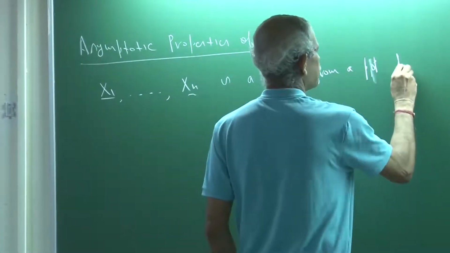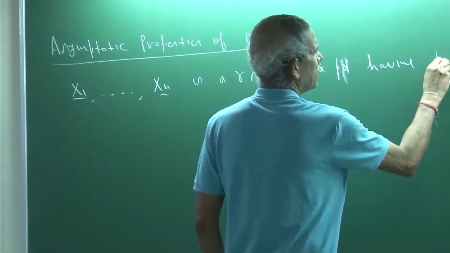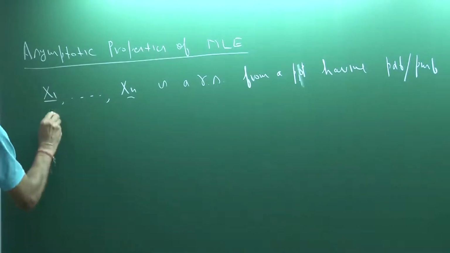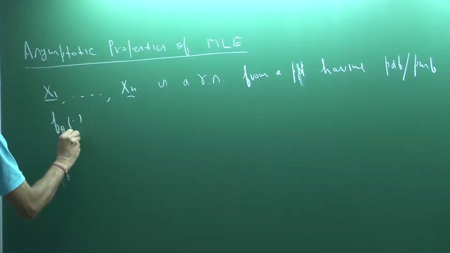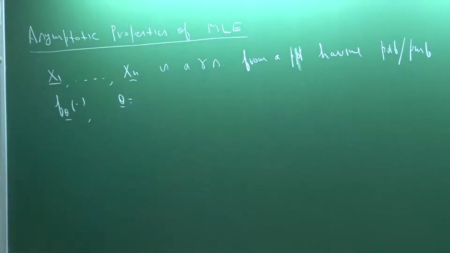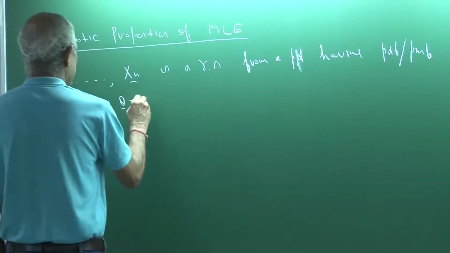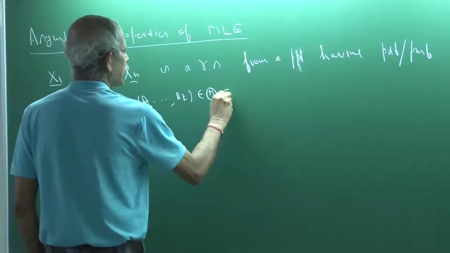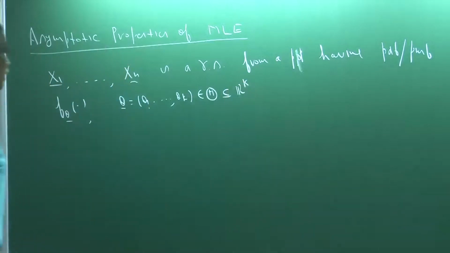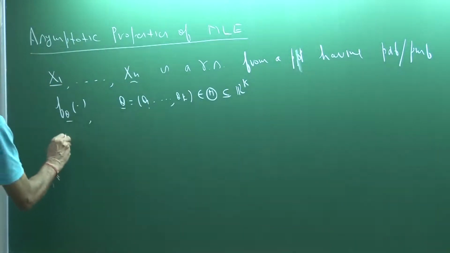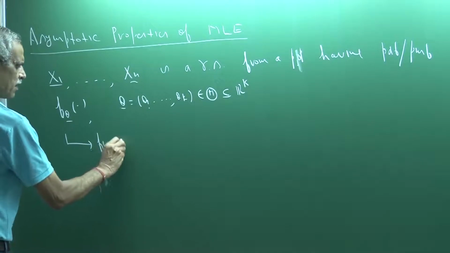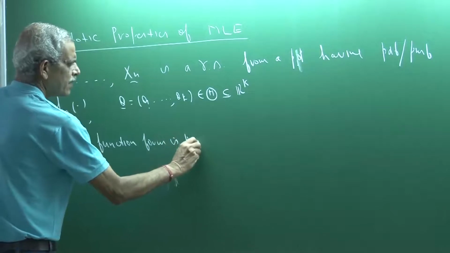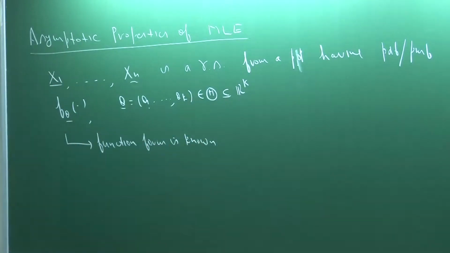having PDF or PMF f_theta, where theta is a vector of k components, theta 1, theta 2, ..., theta k, belonging to Theta, which is a subset of R^k. What we assume is that the functional form of f_theta is known. The only unknown quantity is this unknown parameter theta.